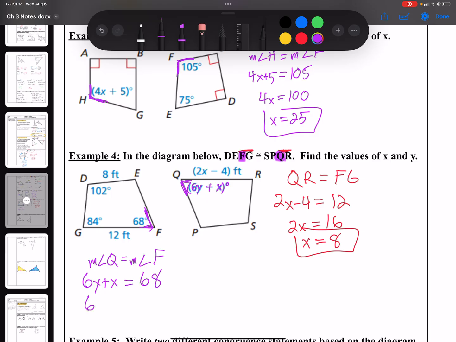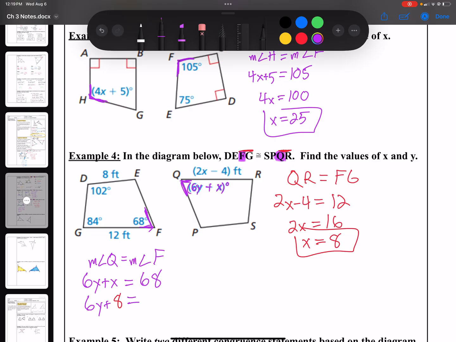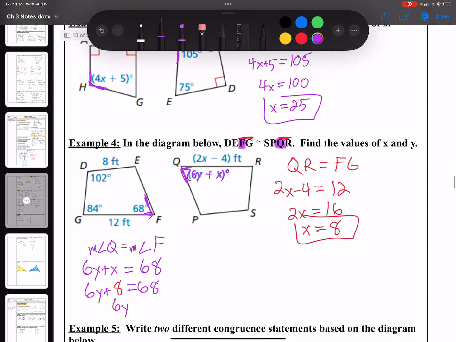Thankfully, in the last part of the problem, we figured out what x was. It was 8, so I can substitute that in for x. I subtract 8, and I get 6y equals 60. Divide, and you get y equals 10.